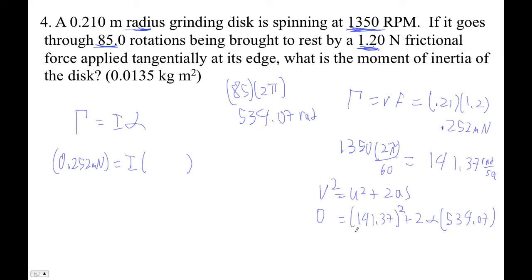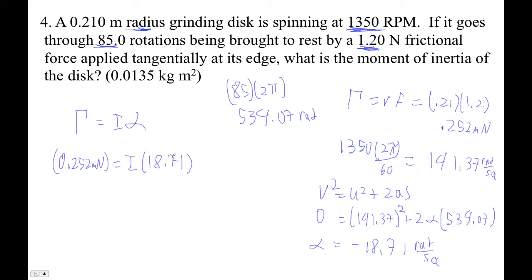Okay, so alpha is u squared divided by 2 divided by s, divided by this thing, right? And technically, this should be a negative number. Alpha is negative 18.71 radians per second squared. Okay, I'm just going to toss in 18.71.